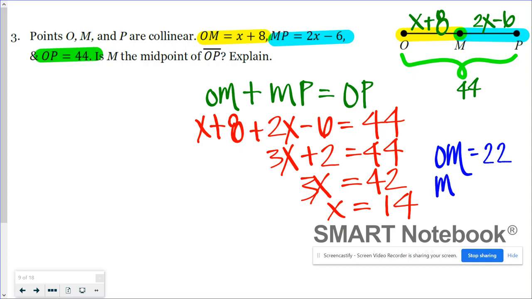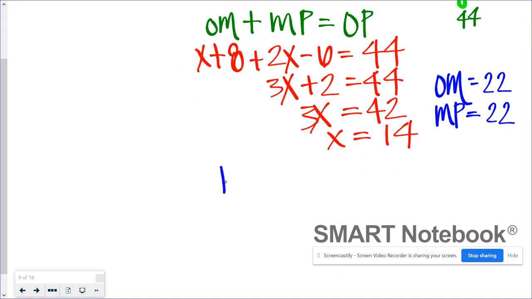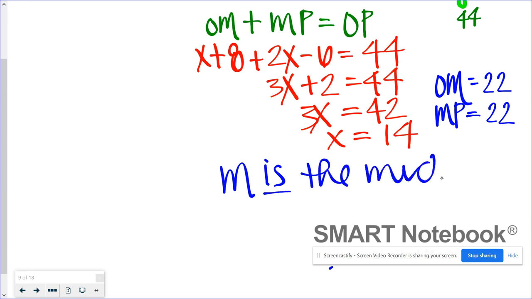And MP is 2x minus 6. So 2 times 14 minus 6 is 22. Well, look at that. OM and MP are congruent. So I can say that M is the midpoint because it divides our segment into two congruent segments. And my work proved that.